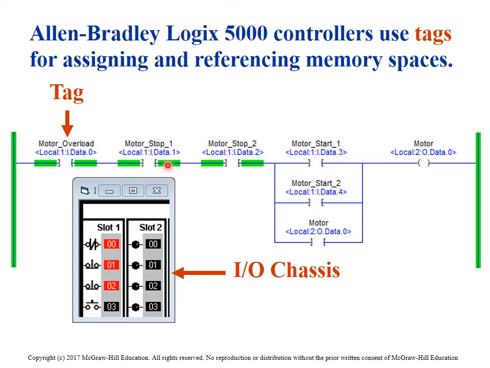Local 1, idata means input data, 0, 1, so bit 0, bit 1, bit 2, bit 3, right on down the line, and then you've got local 2, out data, so that's output data dot 0, so it's bit 0 of output data. So that's how that all works.